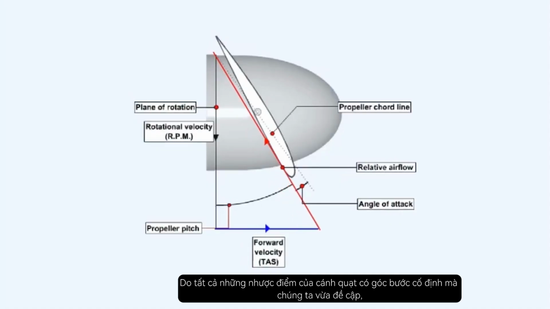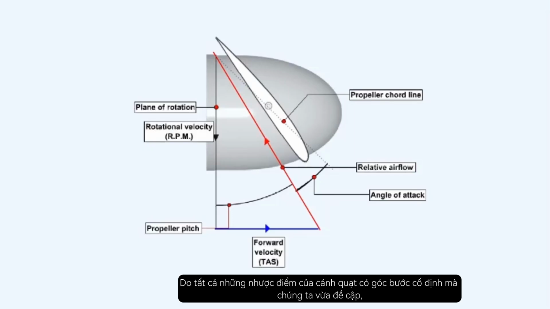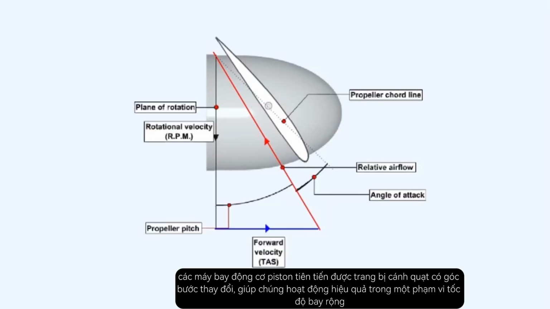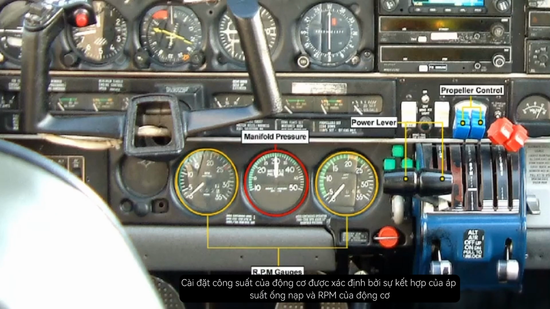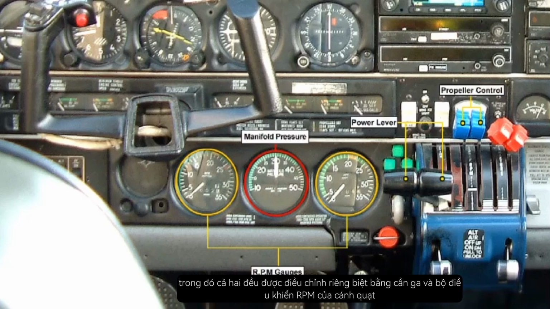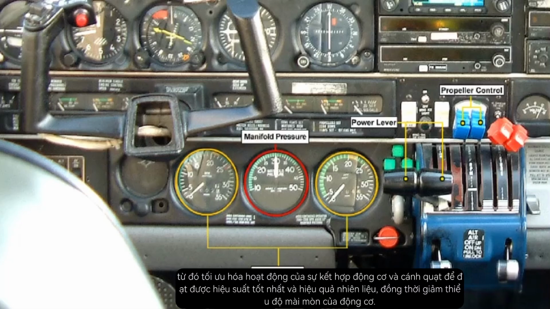Because of all of the disadvantages of the fixed-pitch propeller that we have just mentioned, advanced piston engine aircraft are fitted with variable pitch, constant speed propellers. This type of propeller is able to operate efficiently over a wide range of airspeeds. The power setting of a piston engine is defined by a combination of manifold pressure and engine RPM. Where both a separate power lever and a propeller RPM control are provided, it's possible to vary one of these parameters while leaving the other to remain constant, so optimizing the operation of the engine-propeller combination to give the best efficiency and fuel economy, while reducing the engine wear and tear to a minimum.